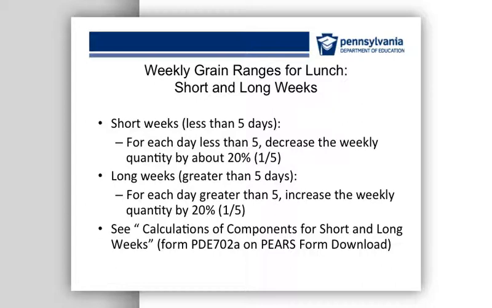These do not apply to schools that normally serve lunch 5 days a week but have occasional days off for reasons such as holidays or snow days. For schools that have short weeks, less than 5 days on a regular basis, the weekly quantity is reduced by about 20% or 1/5 for each day less than 5. For schools that have long weeks, more than 5 days on a regular basis, the weekly quantity is increased by about 20% or 1/5 for each day greater than 5.